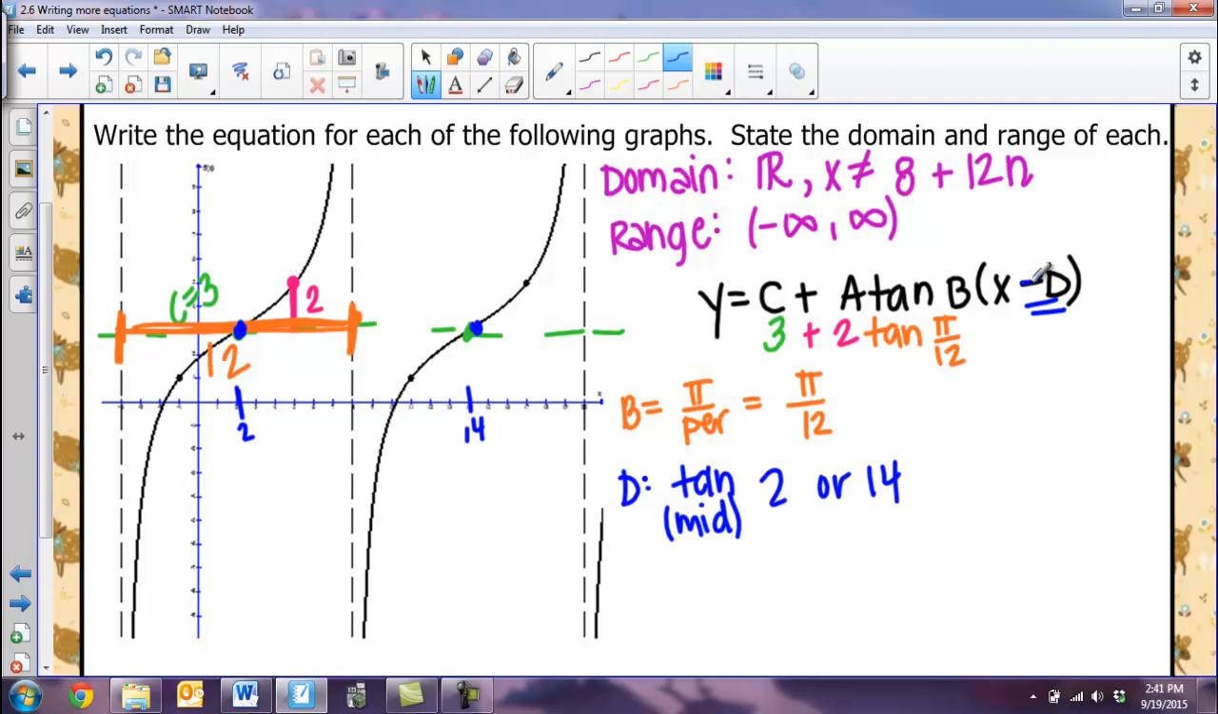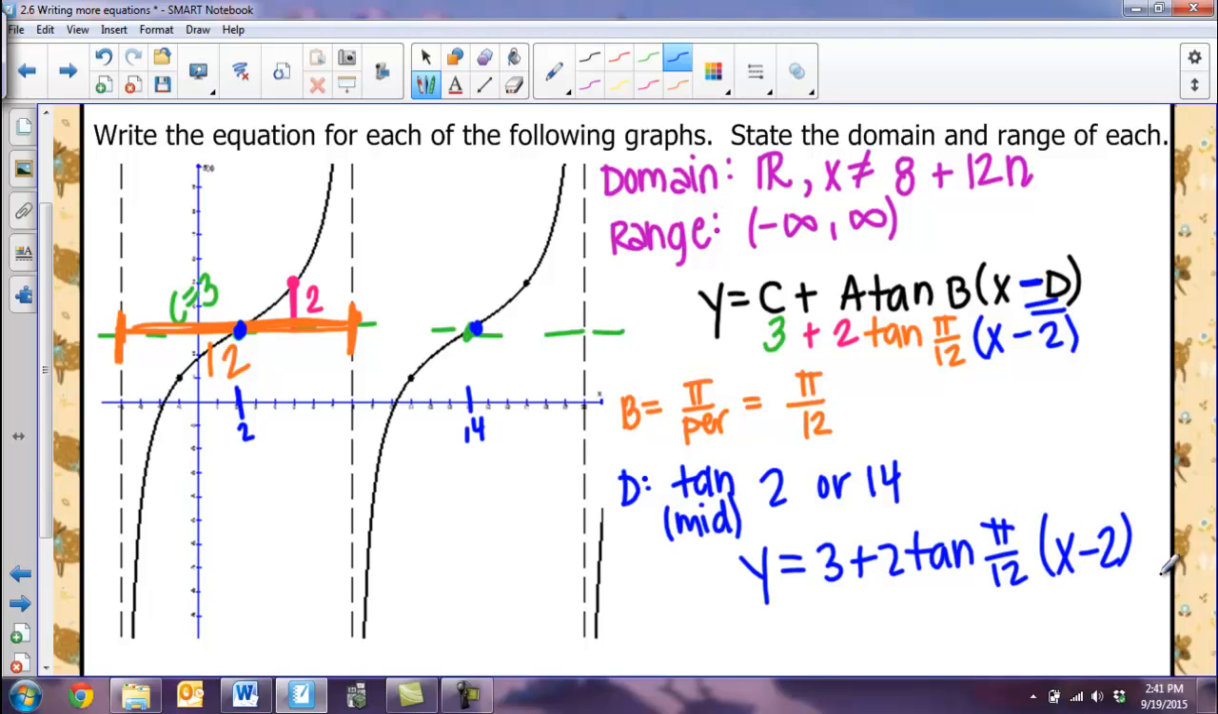Please remember that there's a minus sign built in there. So if you were starting in a negative spot, you would actually add d. So my equation would be minus 2 or minus 14. Okay, so that's one of the equations that you could write: 3 plus 2 tan of pi over 12 x minus 2.